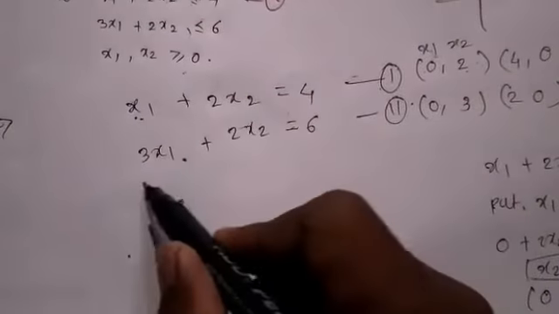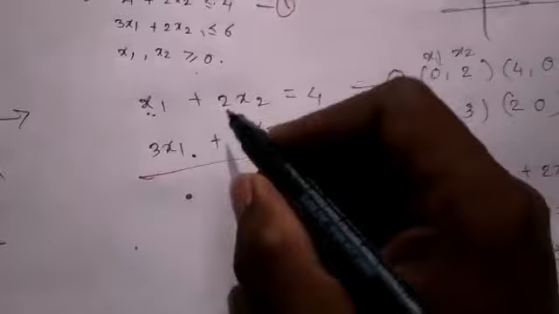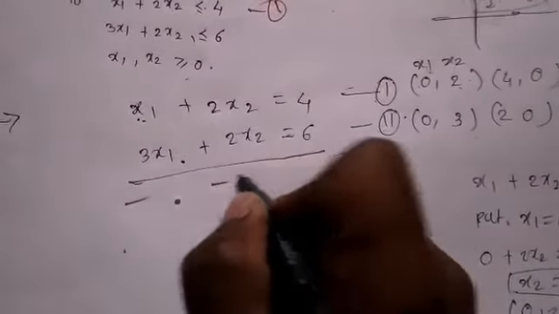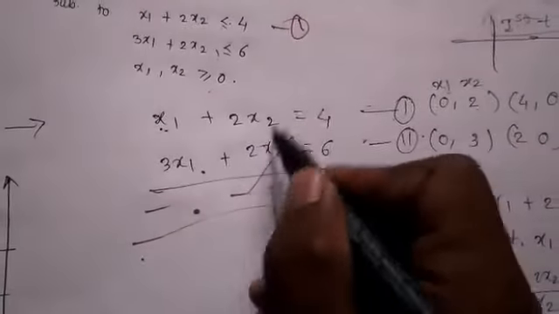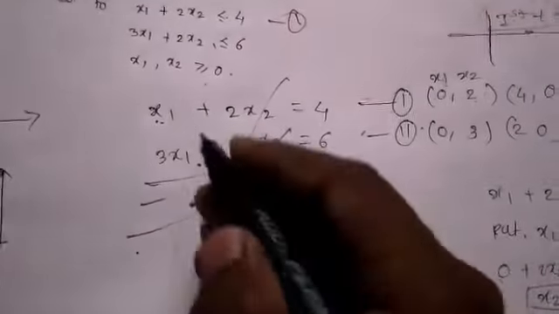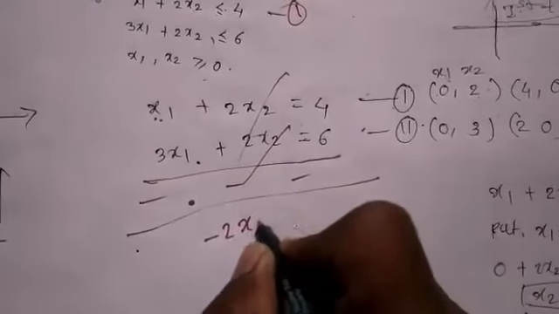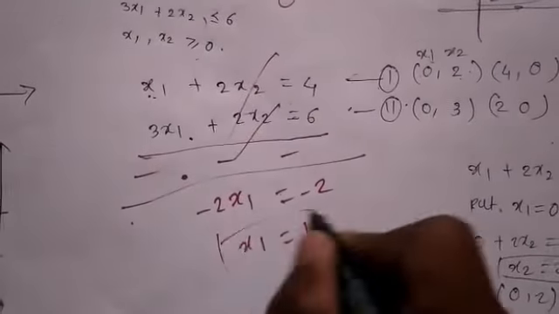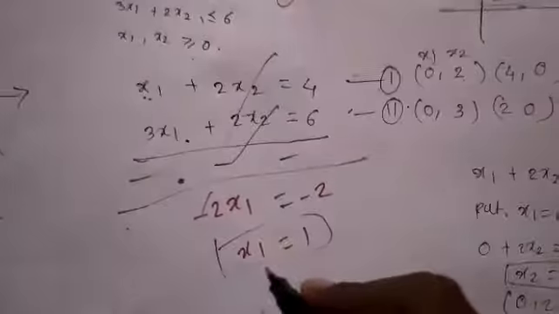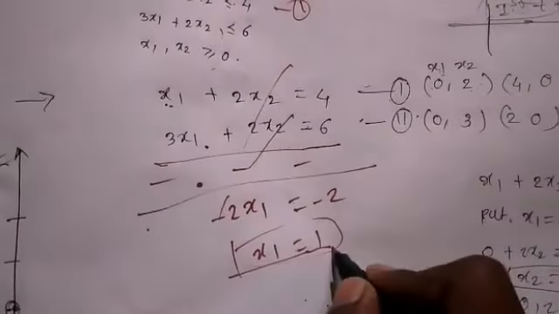Okay, to find the coordinates of the point, we have our given equations. Just solve these two equations. Suppose I subtract equation number 2 from equation number 1. Then 2x2 gets cancelled, and x1 minus 3x2... 2x1 minus 2. Okay, x1 is equal to what? 1. The minus gets cancelled and the 2 gets cancelled. So here we got x1 is equal to 1.